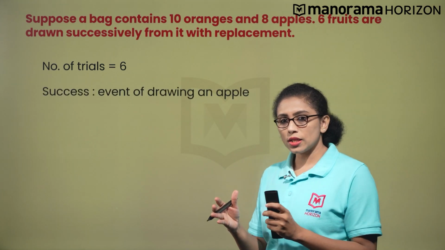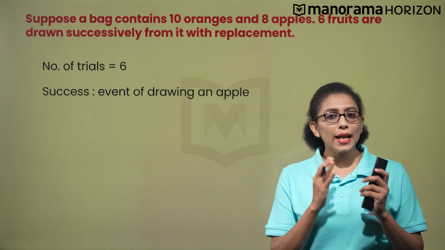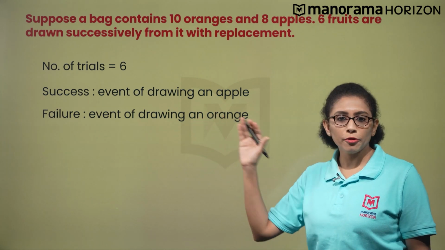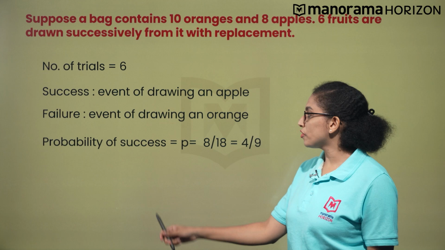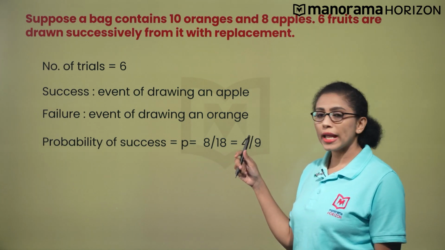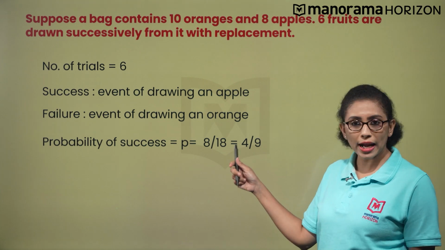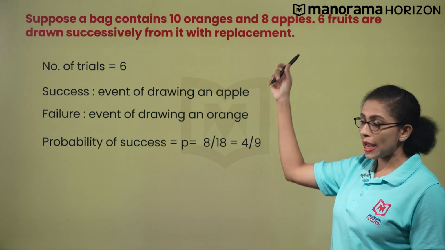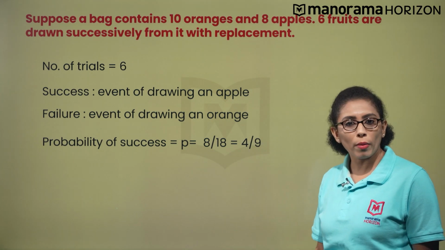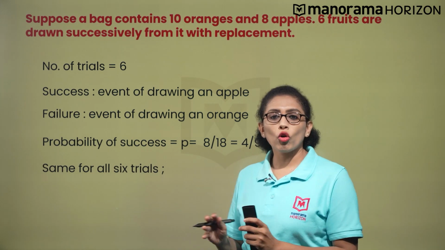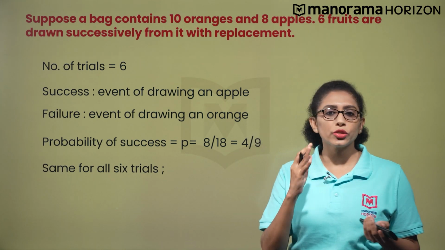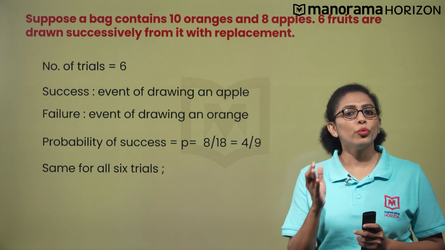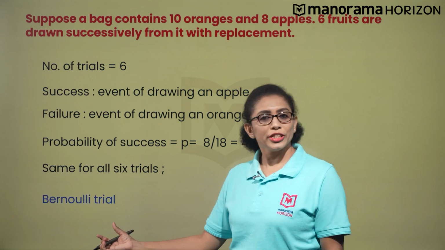Now, if we consider the event of drawing an apple as success and the event of drawing an orange as failure, then the probability of success, that is p, is equal to 8 by 18. We have a total of 18, and out of that, how many are apples? It is 8. So, 8 by 18, we'll get it as 4 by 9. Now, which is the same for all 6 trials or the 6 draws, since the drawing is done with replacement. Hence, the drawing of fruits with replacement is a Bernoulli trial.